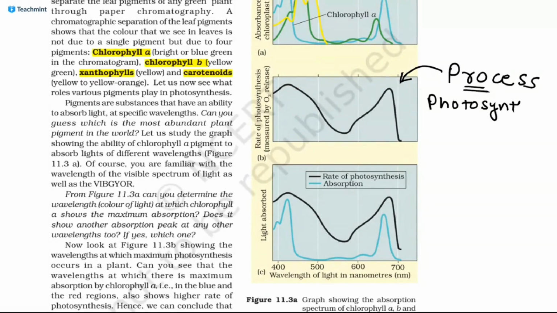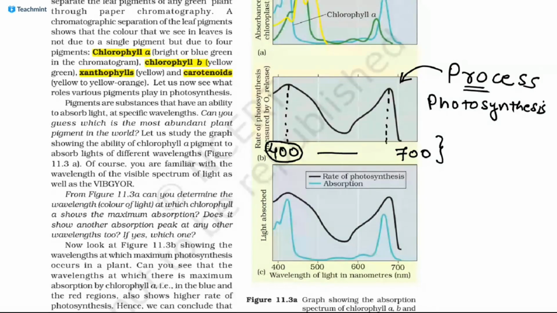So here what we have actually done is that we have used the 400 to 700 wavelength, right? Let's say first we passed the wavelength of 400 and saw the rate of photosynthesis, then 410, 420, 440, 460, and in this way we went till 700. And what we find ultimately is that at these two points, the rate of photosynthesis is maximum.